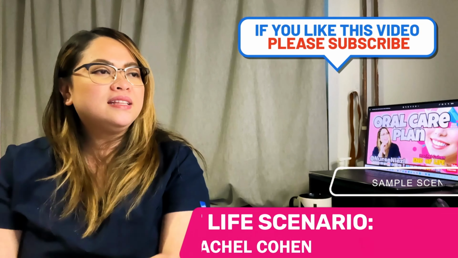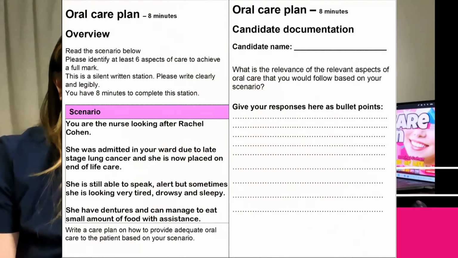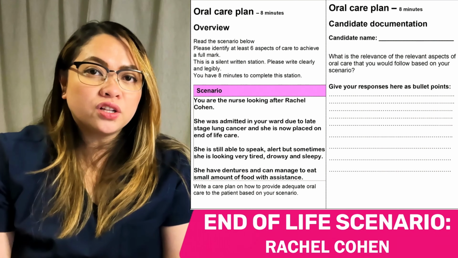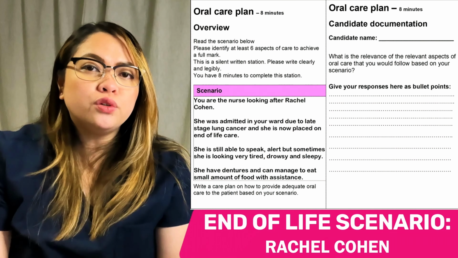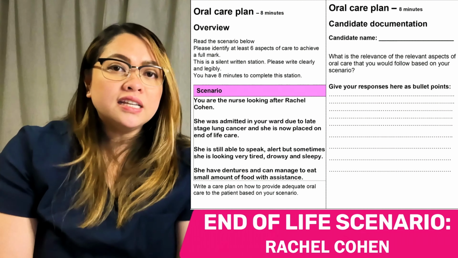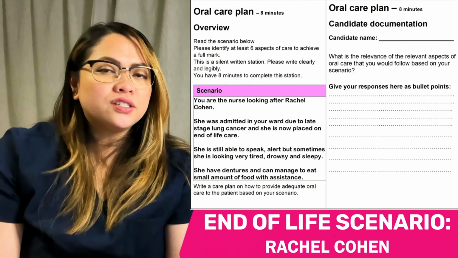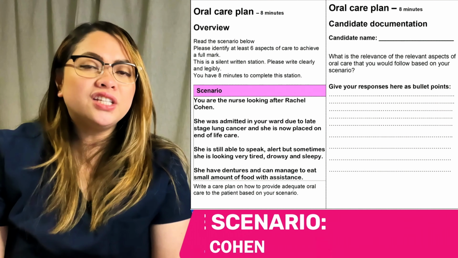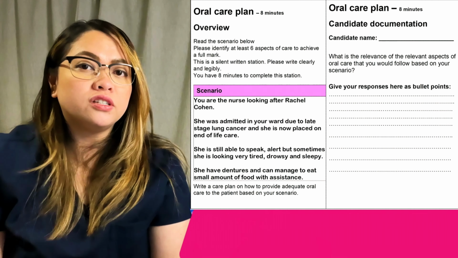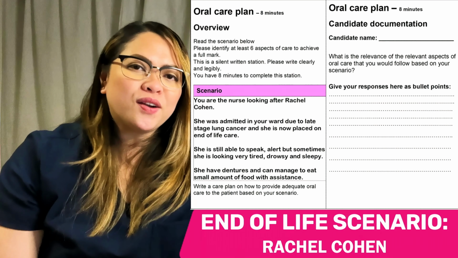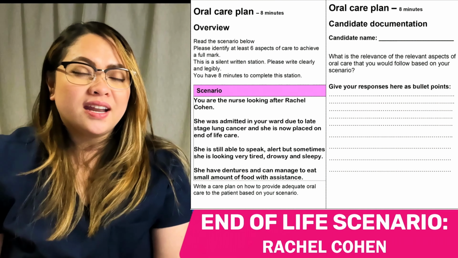So I made this sample scenario right here. Let's read it first. Again, let me remind you, this is not the scenario in the exam. I just made this one up. You are a nurse looking after Rachel Cohen. She was admitted to your ward due to stage 4 lung cancer, and the patient is now put on end-of-life care. She is still talking and alert, but she is sometimes tired, drowsy, and sleepy. She's got dentures, and she can still manage to eat small amounts of food, with assistance. I need you to make a care plan on how to provide adequate oral care to the patient based on the scenario that I have mentioned.